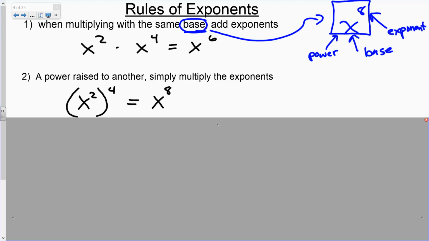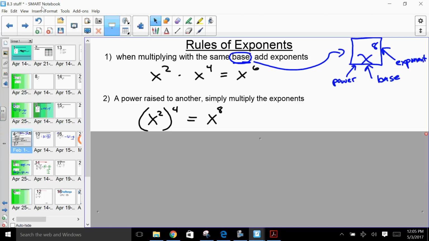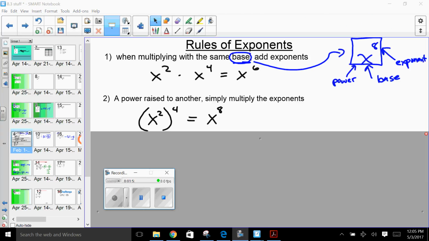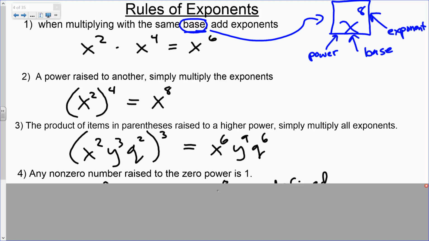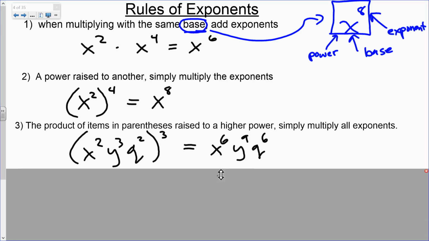A power raised to another, simply multiply the exponents. Third rule. The product of items in parentheses raised to a higher power, simplify and multiply all the exponents. Simply multiply all the exponents.